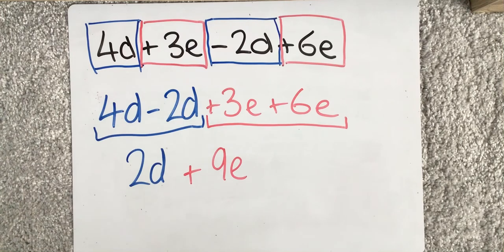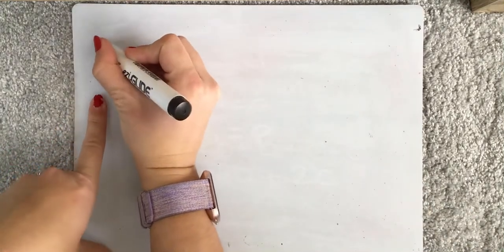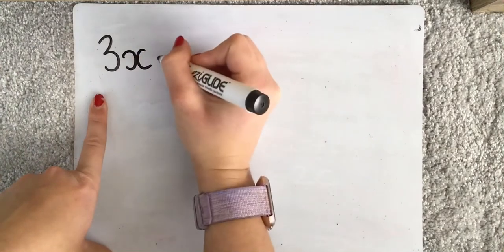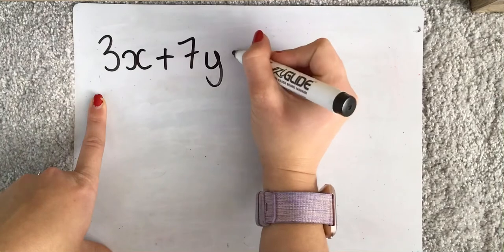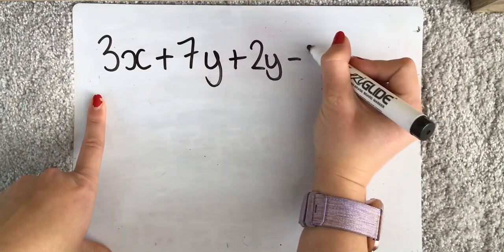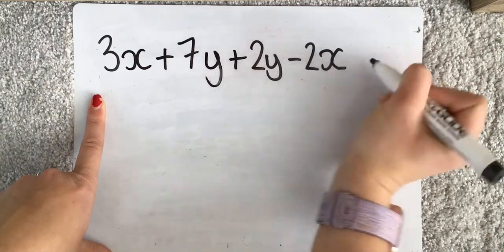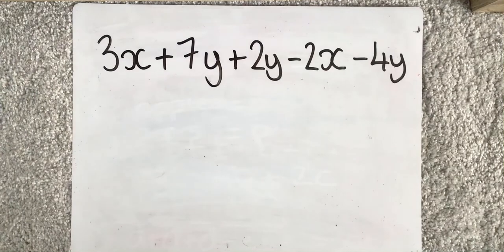Okay, so let's have a look at another one like that. Just trying to clear one of these boards. So, similar one. Again, this time, I'll go for X's and Y's. So we've got 3x plus 7y plus 2y minus 2x minus 4y. Okay, something like this.